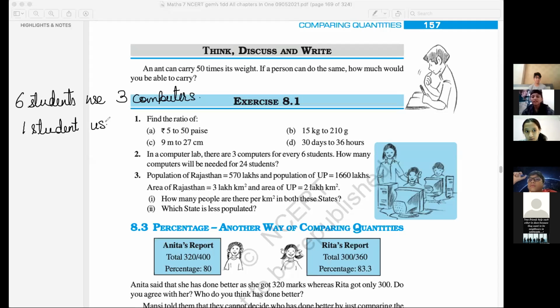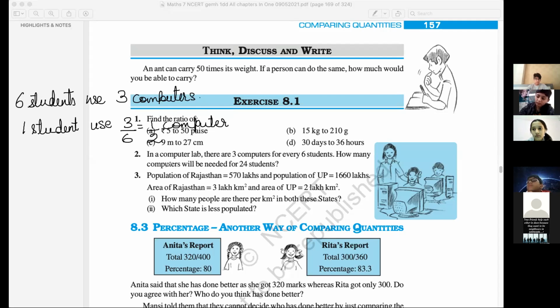Correct. Very good. So whenever you have to find for 1, you have to divide the total number of computers upon total number of students. So 1 student will use 3 by 6, which is equal to 1 by 2 computers. 1 by 2 is practically not possible. That means 2 students are there on 1 computer. It means that 1 student uses 1 by 2 computer.